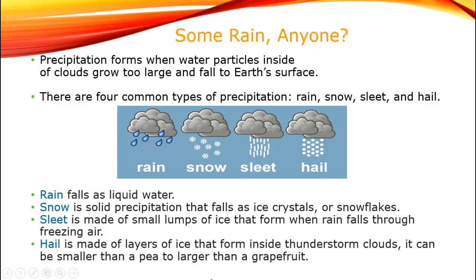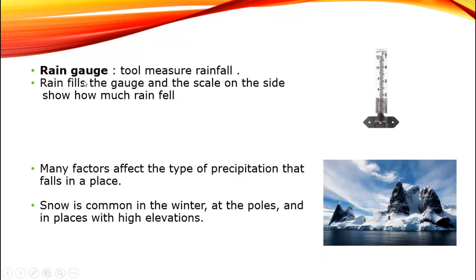be smaller than a pea or larger than a grapefruit. And hail means small pellets of ice. So rain, snow, sleet, and hail are the four common types of precipitation. The rain gauge is a tool that we use to measure the rain that falls. So the rain gauge is a tool to measure the rainfall. The rain fills the gauge and the scale on the side shows how much rain has fallen. So we get the reading from the gauge.